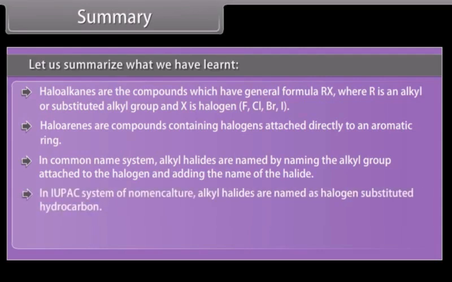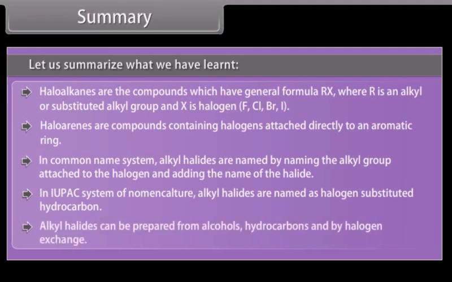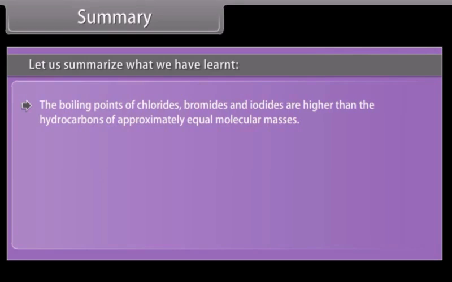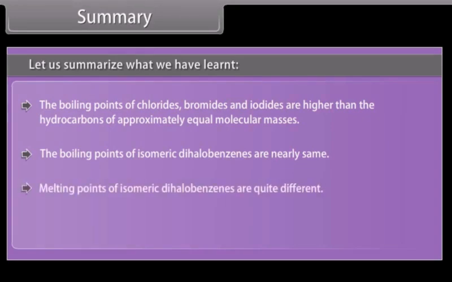In the IUPAC system of nomenclature, alkyl halides are named as halogen-substituted hydrocarbons. Alkyl halides can be prepared from alcohols, hydrocarbons, and by halogen exchange. The boiling points of chlorides, bromides, and iodides are higher than the hydrocarbons of approximately equal molecular masses. The boiling points of isomeric dihalobenzenes are nearly the same. The melting points of isomeric dihalobenzenes are quite different. The haloalkanes are only slightly soluble in water.